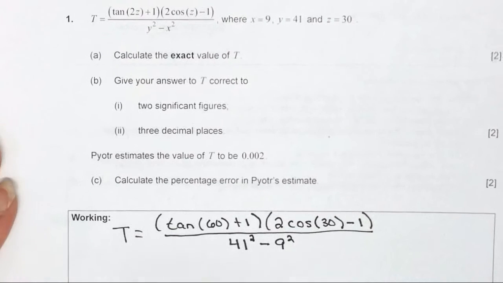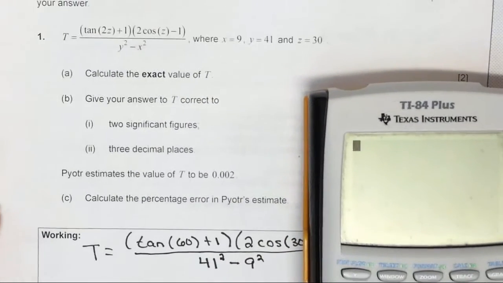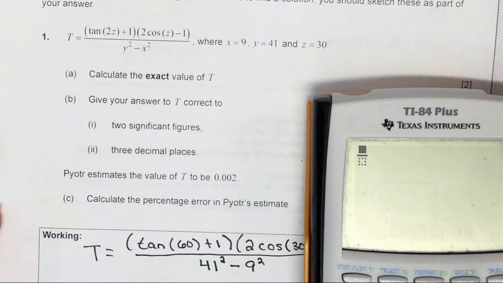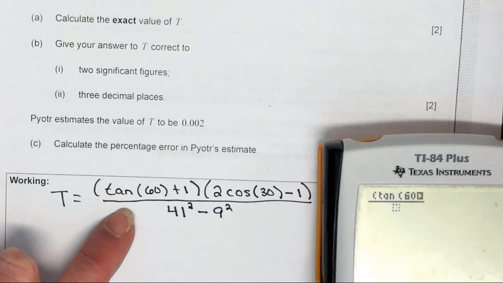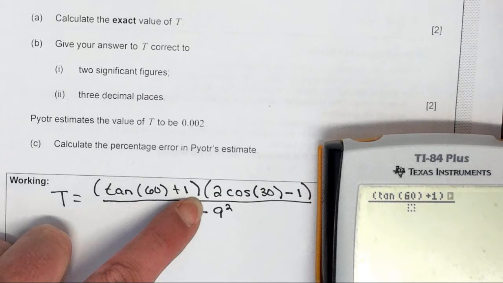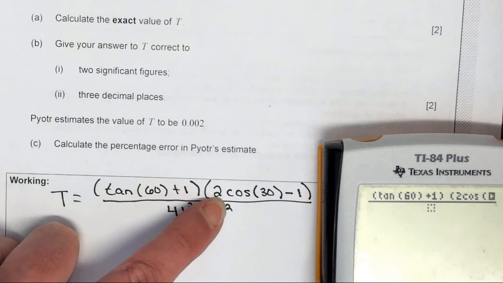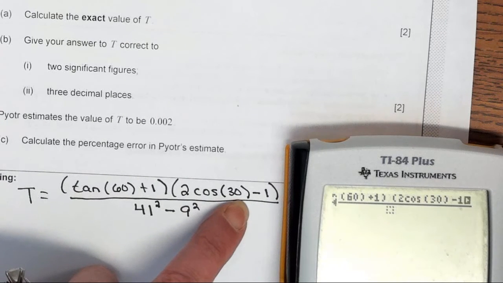Putting that in the calculator. If you're not careful and using the fraction feature, that's where a lot of mistakes can happen. So alpha F1 is the way to make sure you don't make mistakes. Parentheses, just like it's written, tangent 60, close parentheses, plus 1, close the next parentheses. Open 2 cosine 30, close parentheses. So you want to type it in exactly the way it's shown.